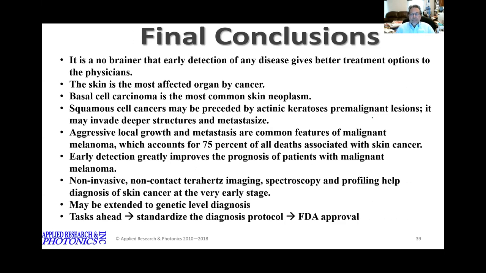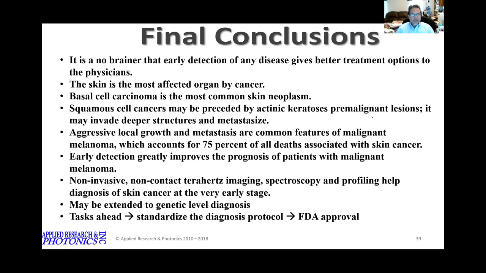So final conclusions are, it is a no-brainer that early detection of any disease gives a better treatment option for the physicians. The skin is the most affected organ by cancer because a great majority of cancer is skin cancer. Basal cell carcinoma is the most common skin neoplasm. Squamous cell cancers may be preceded by actinic keratosis. Keratosis, forgive my pronunciation, is a premalignant lesion that may invade deeper structures and metastasize, and so we can image deeper and find that out.